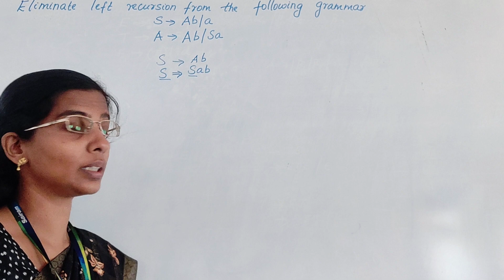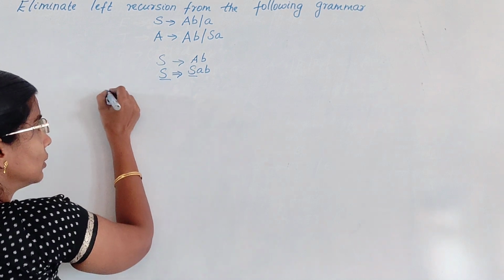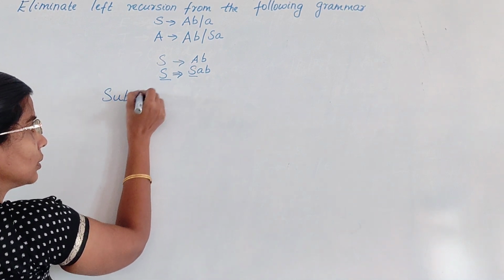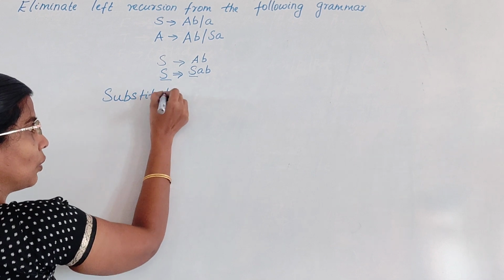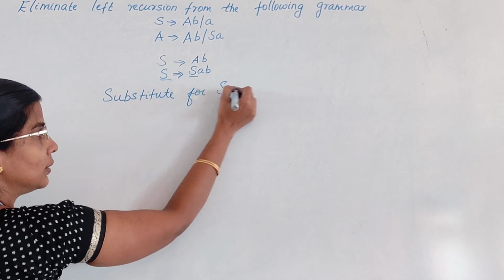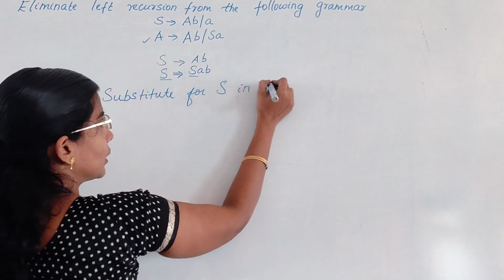So what I am doing is, substitute for S in the second production. That is which production?